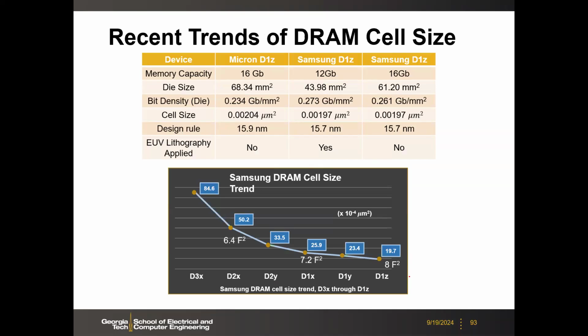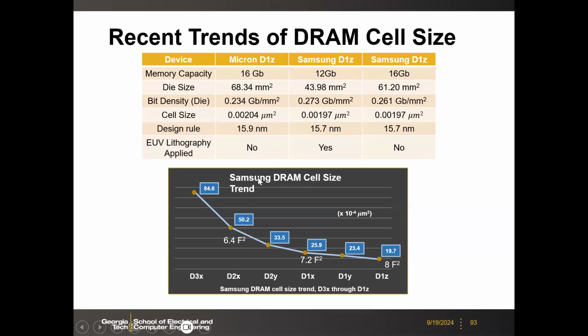Here, this is from 3 chips. This is the 1Z node, the 3rd generation of the 10 nanometer class. So here you see 1X, 1Y, 1Z, with the cell size and then the design rule. 1Z basically means F is about 16 nanometer. If you use this cell size number divided by the 16 nanometer square, then you can get this F square.